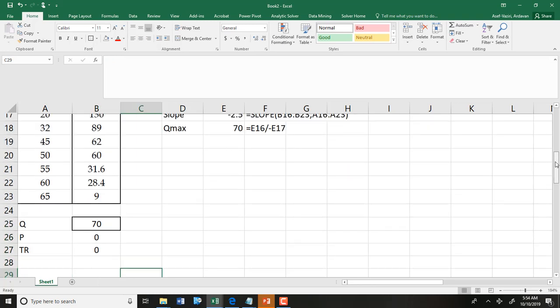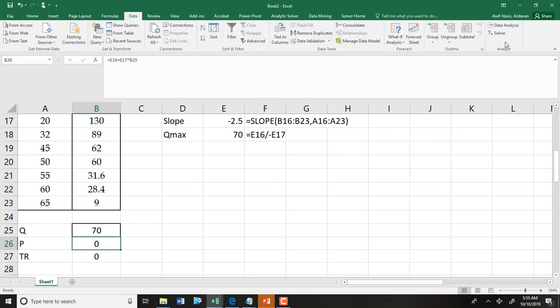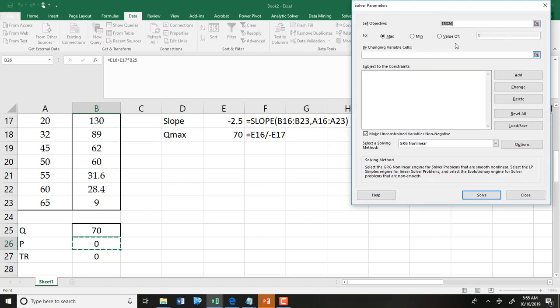Now if I'm at this point and I want to find a price which maximizes my total revenue, I cannot use Solver for price because price has a formula in it. I should use it for quantity, but as soon as I find the best quantity, the best price will be automatically identified. So I go to Data, I go to Solver, and I say, Mr.